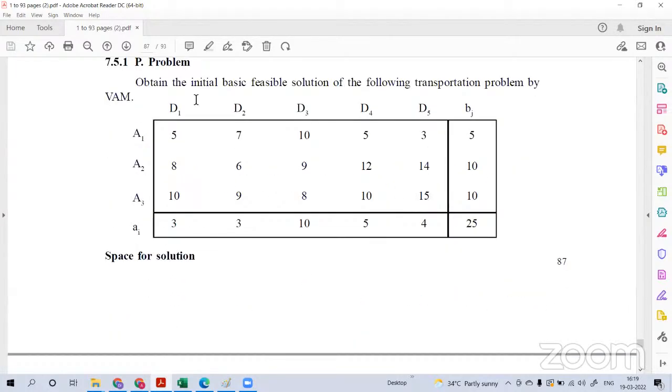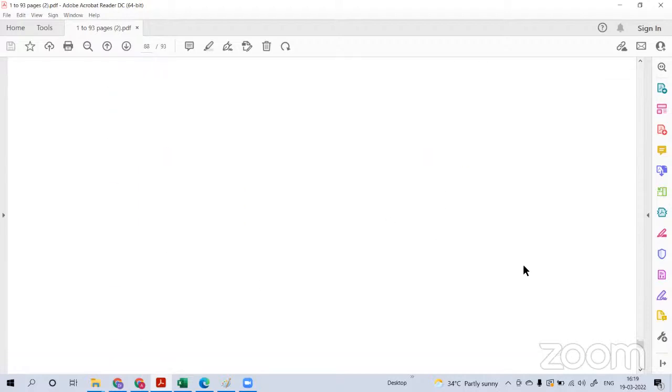In practical problems, he will give the initial basic feasible solution of the following transportation problem. Availabilities and demand he will give. So availability I will give and demand I will give. Both will be allotted. So this is the only idea of how we make it.